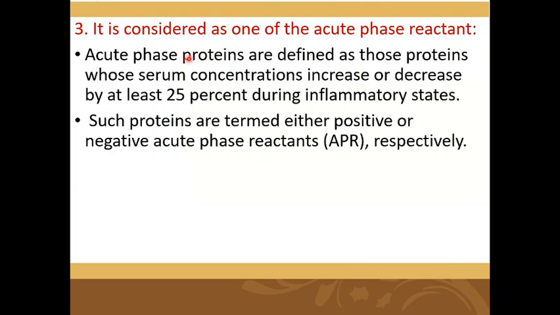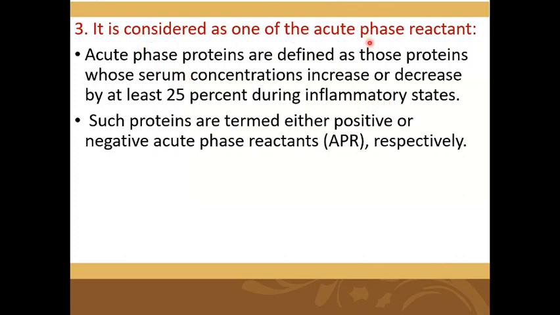It is considered as one of the acute phase reactants. Acute phase is the third function of globulins. So acute phase proteins are defined as those proteins whose serum concentration increases or decreases by at least 25% during inflammatory status.